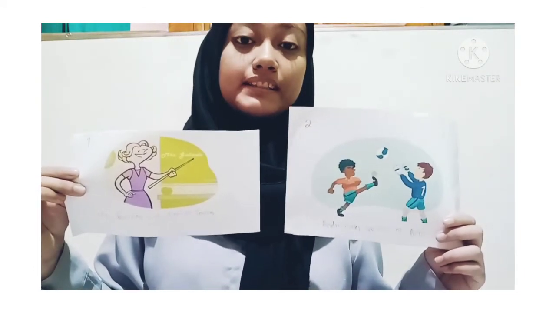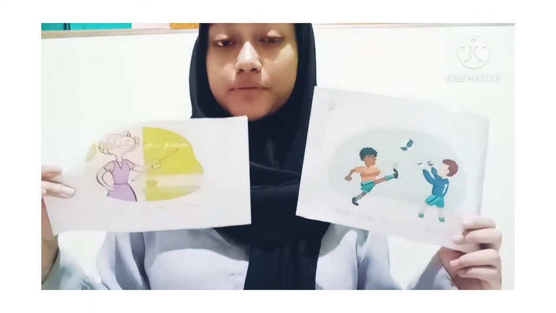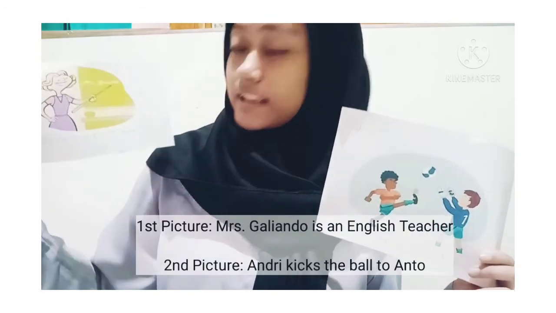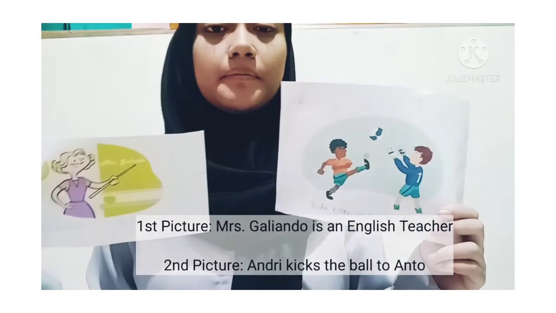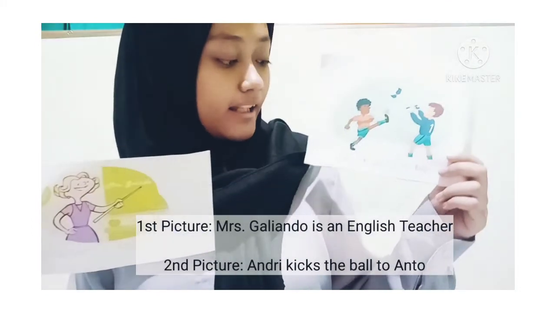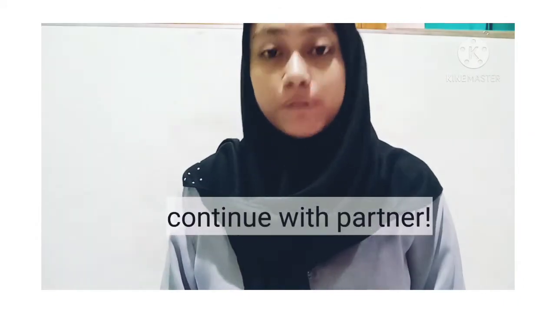Say after I threw the dice, I got pictures number 1 and number 2. Here, I need to create simple present tense sentences based on these pictures. My simple present sentence for the first picture is Mrs. Galiando is an English teacher. My simple present tense sentence for the second picture is Andri kicks the ball to Anto. Then you can continue with your partner.